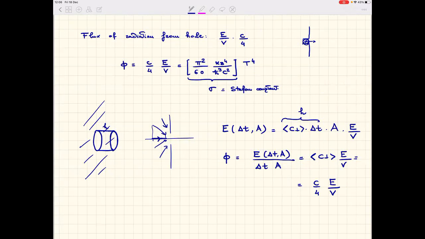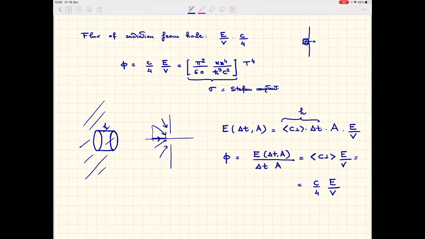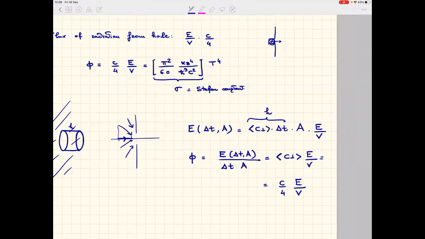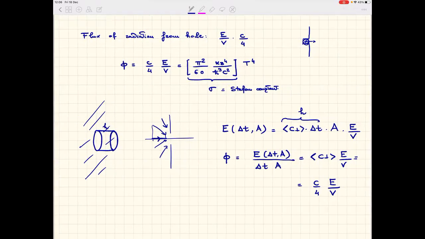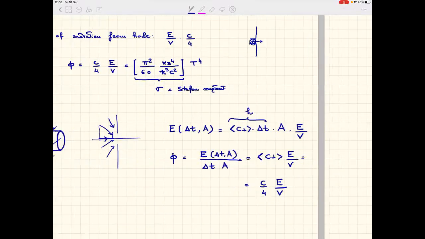Now, another thing you could think of doing is not only measuring the flux, but also selecting the frequency of the radiation that gets out. In other words, doing a spectrally resolved calculation. Okay, so how would I do that?